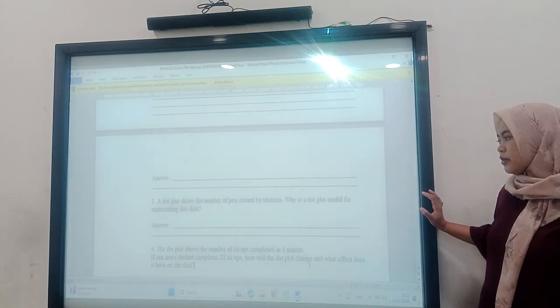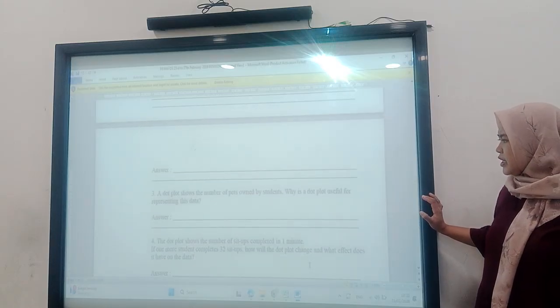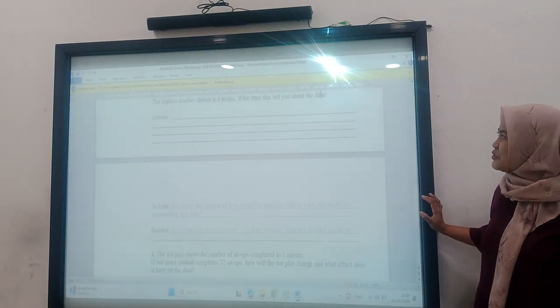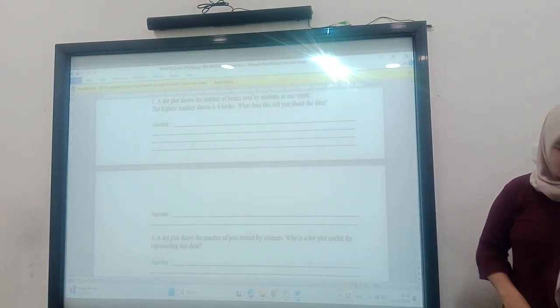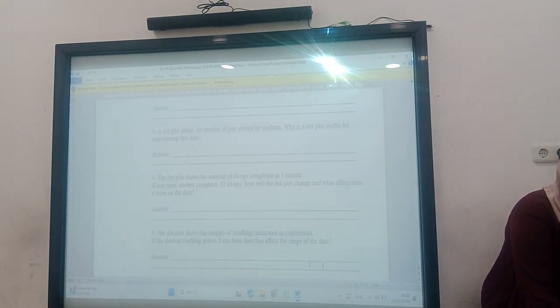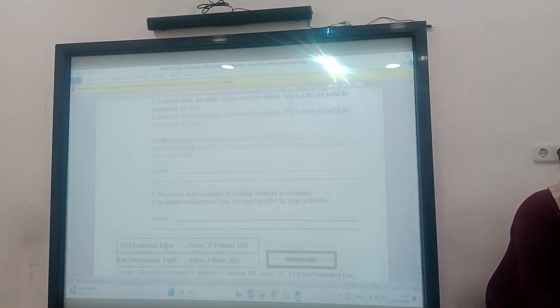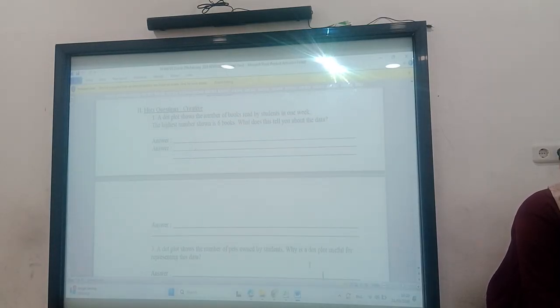Does not show the number of pets per student, which is why... can you take number 2? I don't know. Where is number 2? Actually, they have only yes. I don't know why they can have rows, but I don't know if they have rows. Okay, miss.